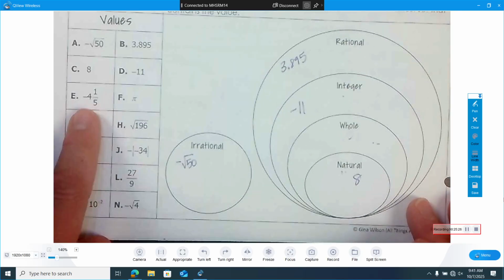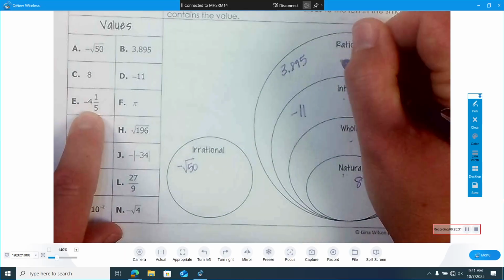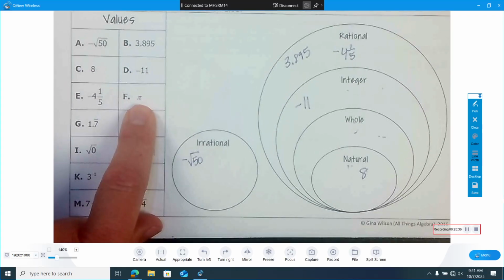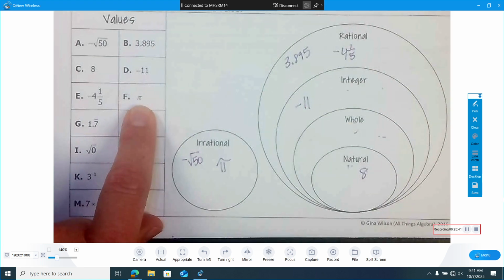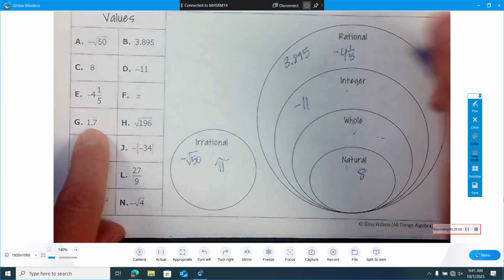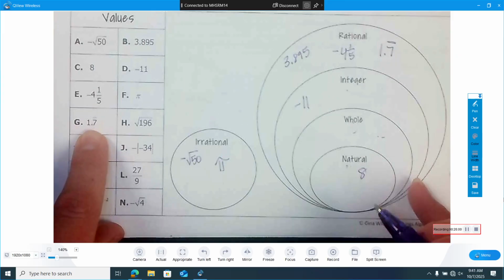All right. Negative 4 1/5, where is that going to go? Rational fractional. Very good. Where's pi? Irrational. Why? It goes on forever. It does not terminate. It's a crazy decimal. Okay. What about 1.7 repeat? Rational fractional. That repeating is kind of nice. It's kind of cool. All right, so that's fine.